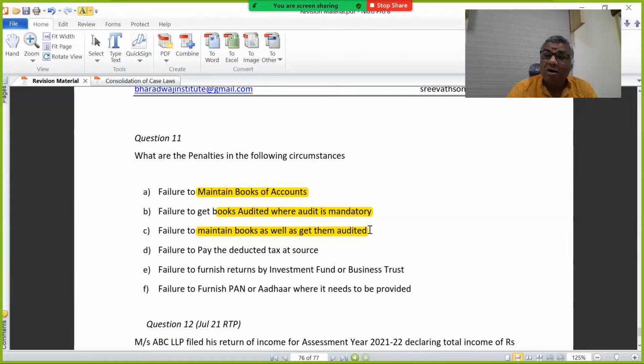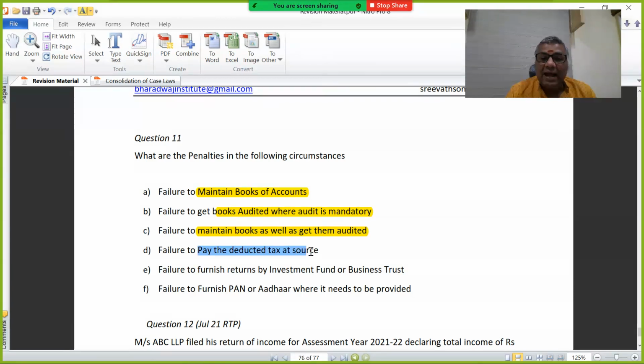You cannot levy two penalties, either for non-maintenance of books or not. Anyhow, books are not there, so you cannot audit. So you can only levy 25,000. Very, very old case, but still it might be valid. So 25,000 can only be levied for this.